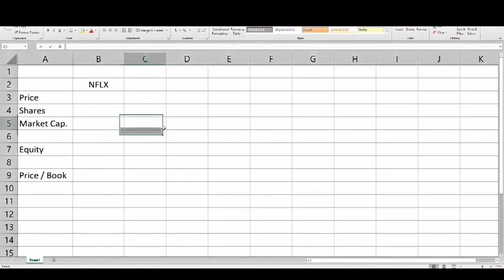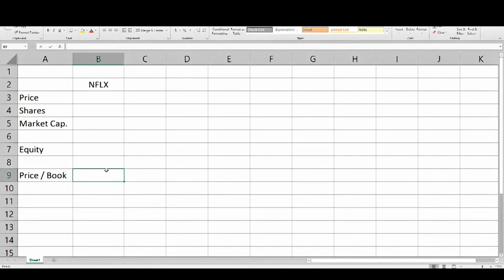Okay, so enough of the theoretical talk here. Let's dive into computing the actual price to book ratio on a real company, and let's use Netflix as an example. If you take a look at my screen, I have the computation right here. It's price times shares to get to the market capitalization. Market capitalization divided by the equity of Netflix is going to get you to your price to book ratio.